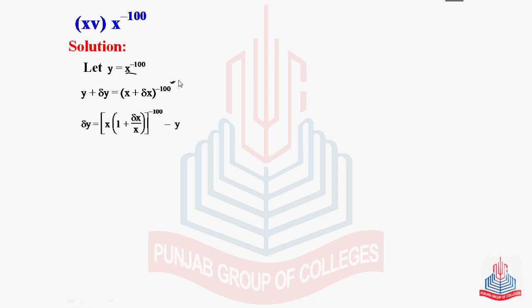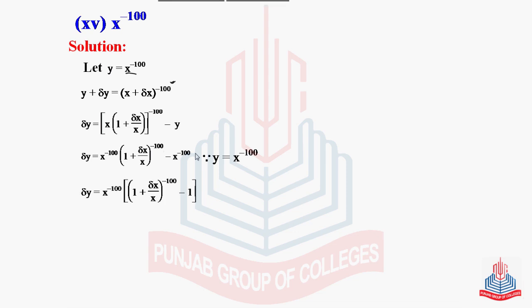So delta y is equal to x into 1 plus delta x over x, raised to the power minus 100, minus y. This minus 100 will become a power of both of these two terms: x raised to the power minus 100 and 1 plus delta x over x raised to the power minus 100, minus the value of y, which is x raised to the power minus 100. And for delta y, by taking x raised to the power minus 100 as a common factor from both these two terms, we have 1 plus delta x over x raised to the power minus 100 minus 1.